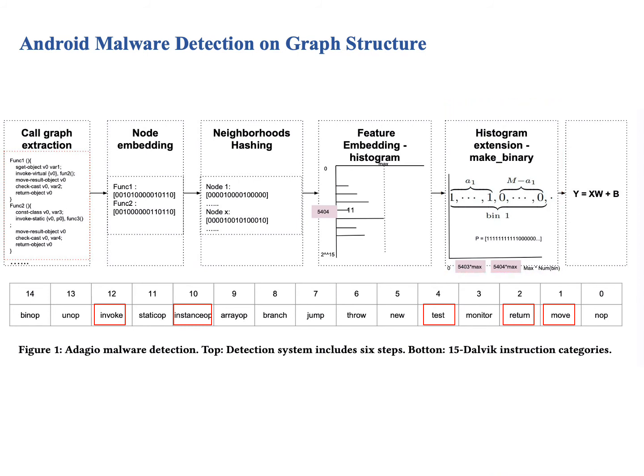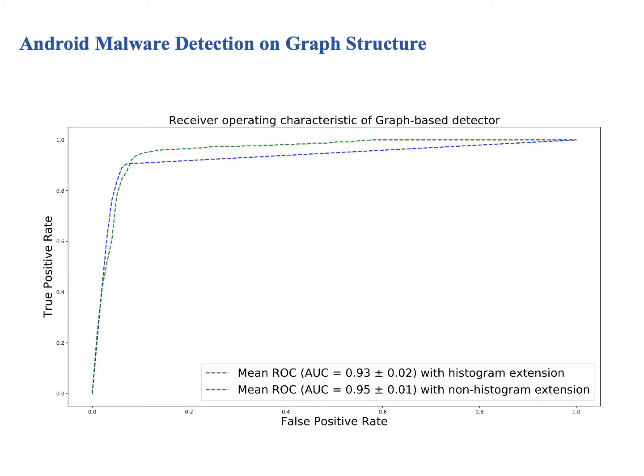Then last step, we put our embedded X into our classifier system and do the machine learning based malware detection. This is the basic idea of our Android malware detection system with graph structure. Of course, here we also get the result from our previously mentioned Android malware detection system. We use two different settings. The first one uses the histogram, and the other one doesn't include the histogram extension. And the results of both of them are very similar.